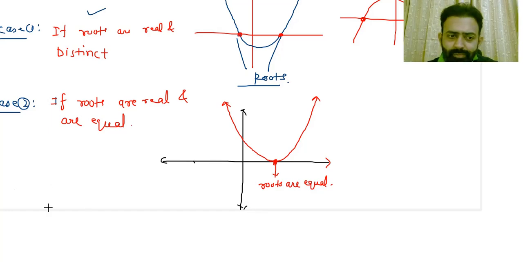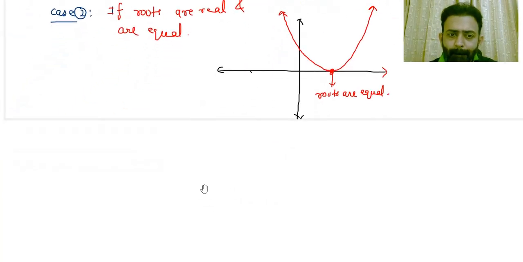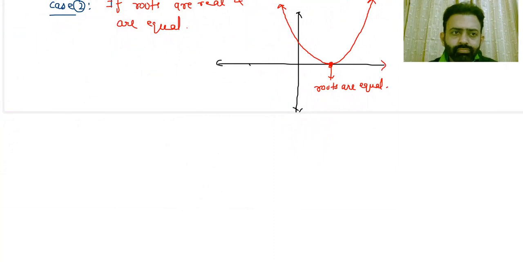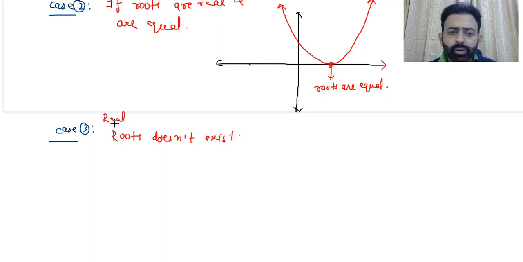And case 3 is roots don't exist. Real roots don't exist. Okay, that would be more preferred. Or simply you can say that roots are not real, they are complex.